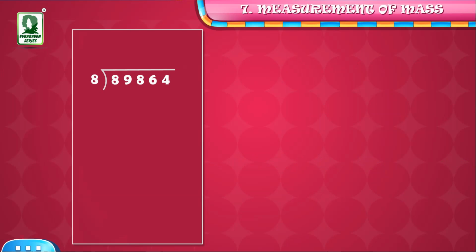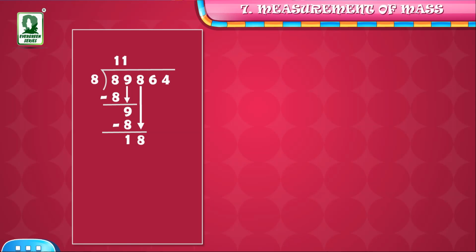First, divide 8 by 8 and write 1 as quotient. Then, divide 9 by 8, as 9 is not divisible by 8. Thus, we will write 8 below 9 and write 1 as quotient and subtract 8 from 9. So, 1 remainder, then write next number 8 on the right of 1.